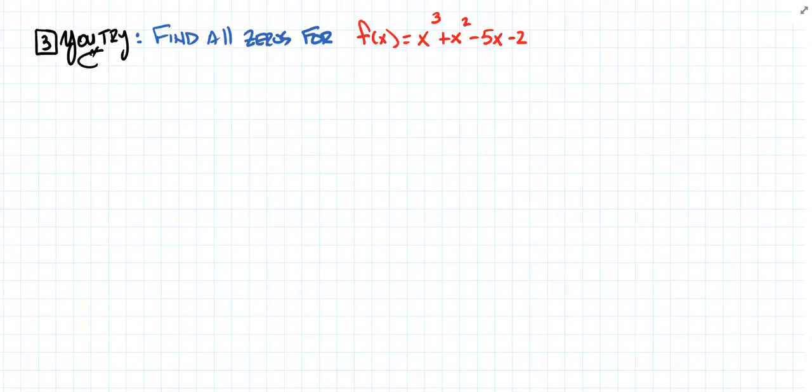Okay, box number 3, you are on your own. Try to follow the process I gave for you in box 1 and 2 and come up with all of the zeros for that polynomial right there.